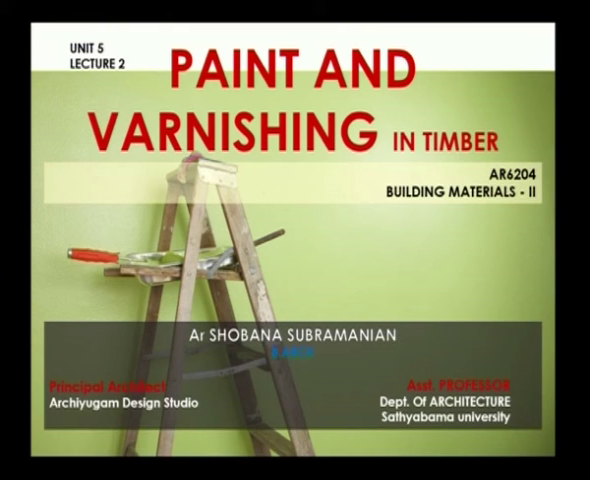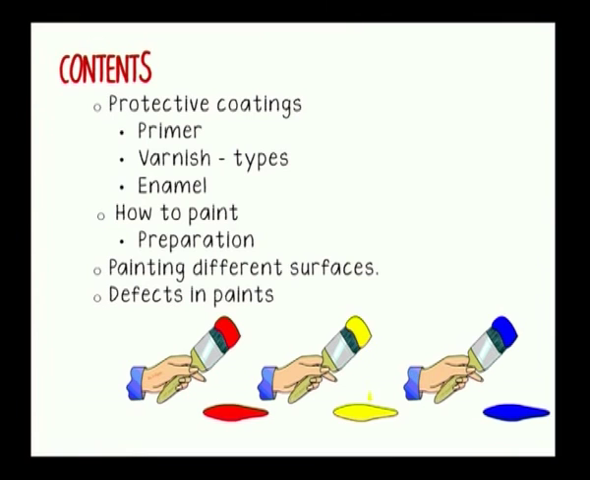Welcome to UGC lecture series for B Architecture. Today we are looking at the lecture for Building Materials 2 subject, Unit 5 Paint and Varnishing in Timber. This is lecture 2 for Unit 5. In the previous lecture, we saw what is paint, what it is composed of, how it is manufactured and what are the different types of paints.